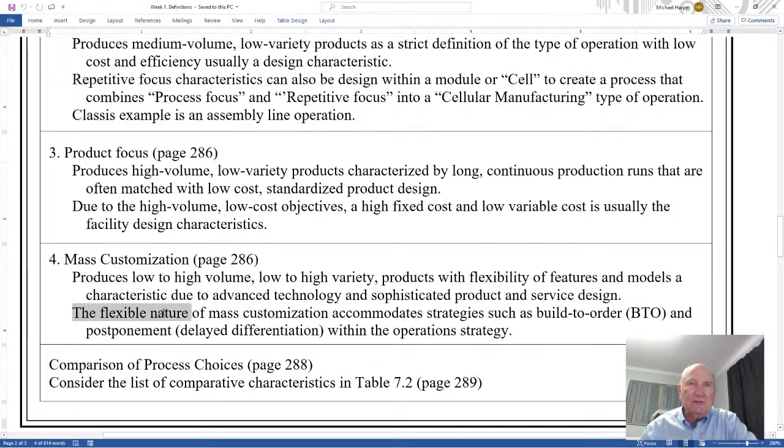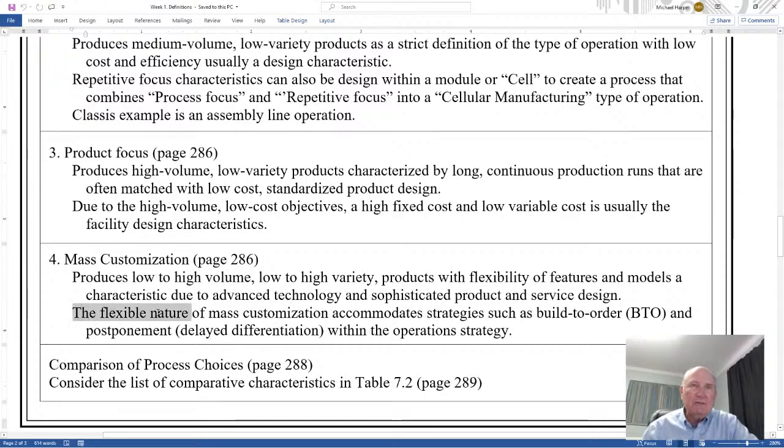Okay, the flexible nature of mass customization accommodates strategies such as build to order and postponement or delayed differentiation within the operation strategy. In other words, mass is mass production, customization is specifically designed for a particular customer or a group of customers. So you customize your product. The high volume has to do with the mass production. The customization has to do with the low variety. And so you can go back and forth and back and forth.